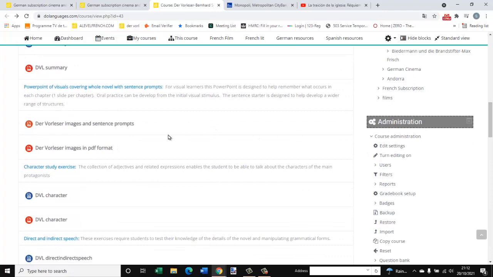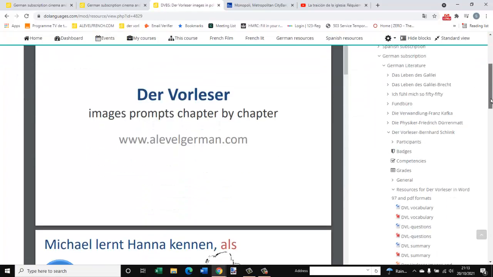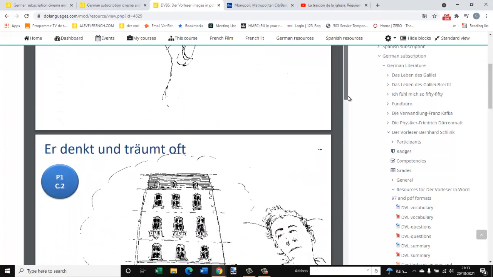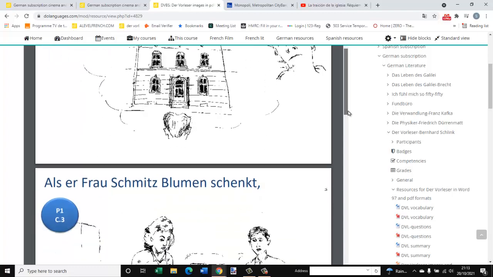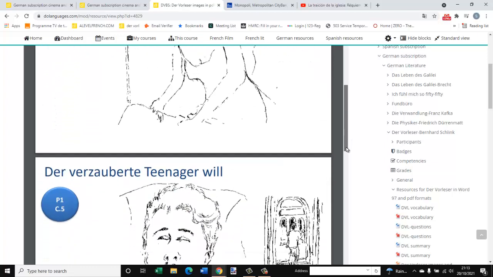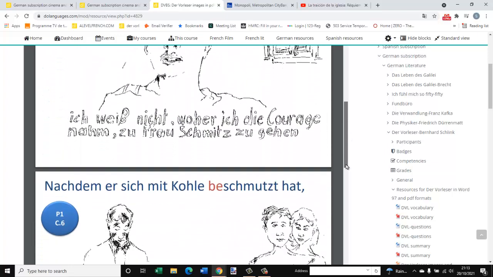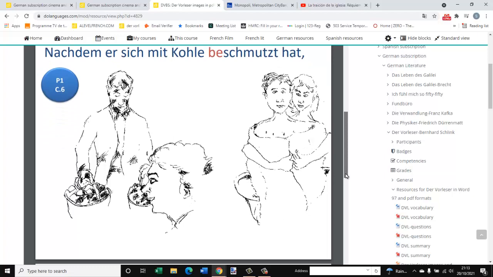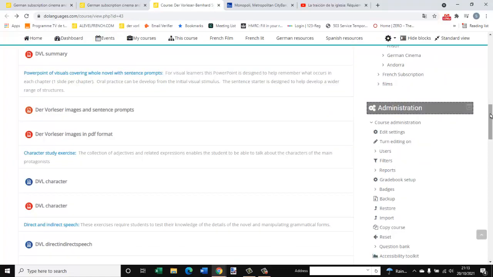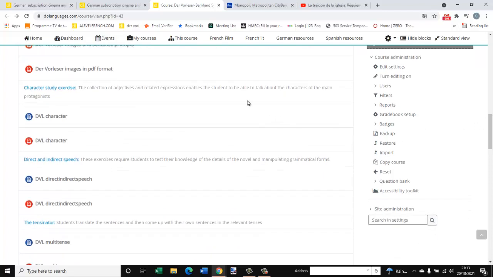Another way of following up the content of the individual chapters is the picture version that I've put together, that I've drawn, and it has two pictures per short chapter in general, and the idea is that you get the students to recap what happens in the chapter looking at the pictures, and for those who are more visual learners, I think that can help retain what's in the novel.